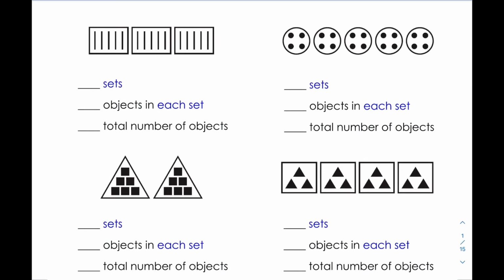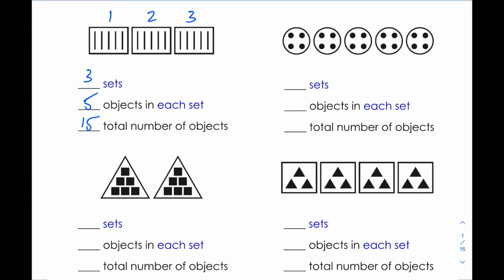Alright, so let's take a look at some examples here. Sets are the number of circles or squares or triangles with items in them. So here we have 1, 2, 3 sets. We could see that in each set, we have 1, 2, 3, 4, 5 objects. And so for a total, we would have 5 plus 5 plus 5, or 5 times 3 to make 15.